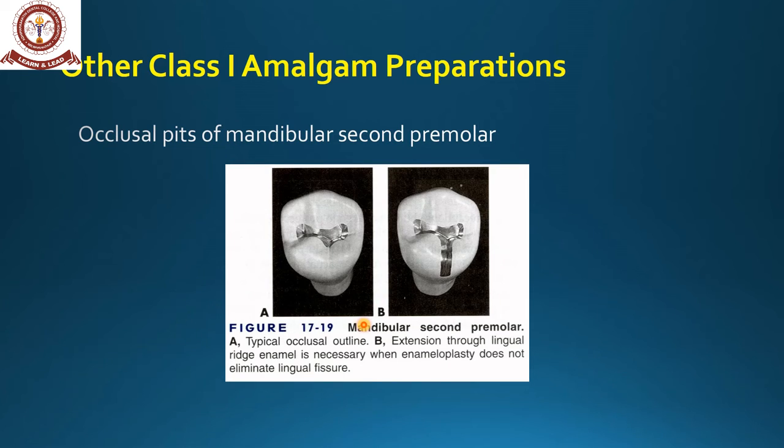Coming to the occlusal pits of the mandibular second premolar, here there is a lingual fissure. Whenever the lingual fissure is involved, the first option is enameloplasty. After doing enameloplasty, if the caries is not removed, then you have to extend the cavity to the lingual and restore it.